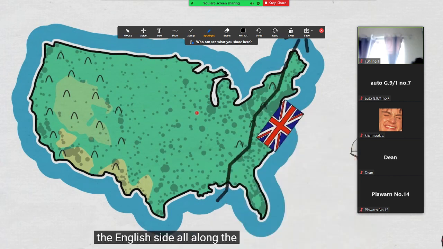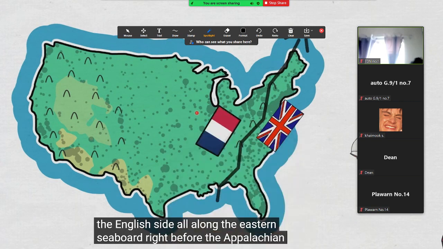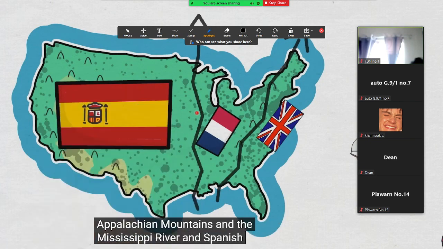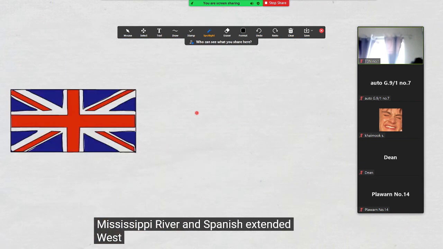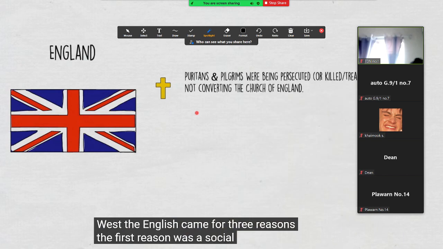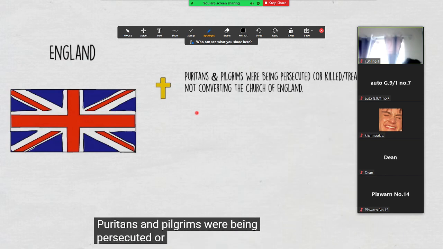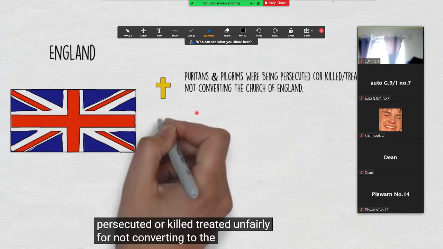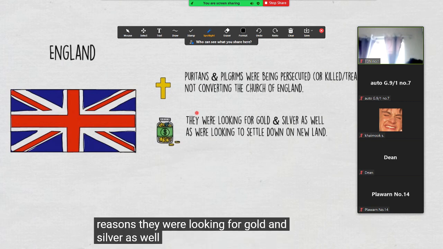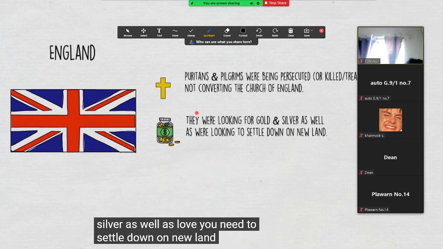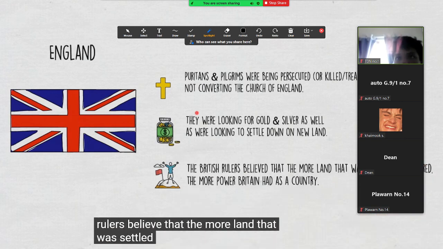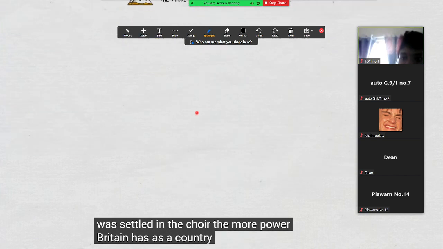The English settled along the eastern seaboard, right before the Appalachian Mountains. The French settled between the Appalachian Mountains and the Mississippi River, and the Spanish extended west. The English came for three reasons. The first reason was social reasons. Puritans and Pilgrims were being persecuted, treated unfairly for not converting to the Church of England. They also came for economic reasons. They were looking for gold and silver, as well as looking to settle down on new land. They also came for political reasons. The British rulers believed that the more land that was settled and acquired, the more power Britain had as a country.